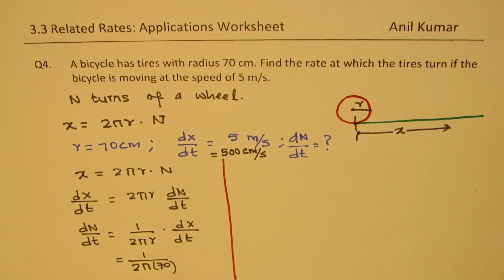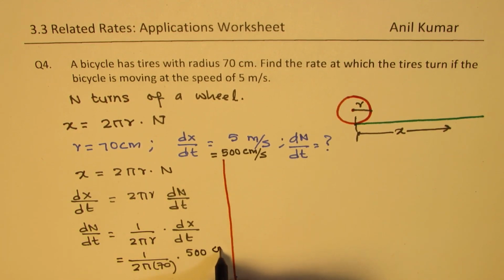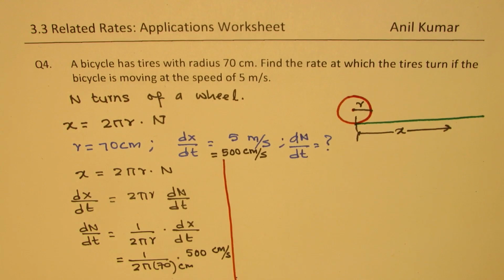Does it make sense to you? So we'll change dx/dt to 500, and this is centimeters per second. Is that clear to you, right? So here, this is centimeters, right? So centimeter and centimeter will now cancel, and we will get number of turns per second which is required, correct? So that is what we have. It does make sense to you, right?